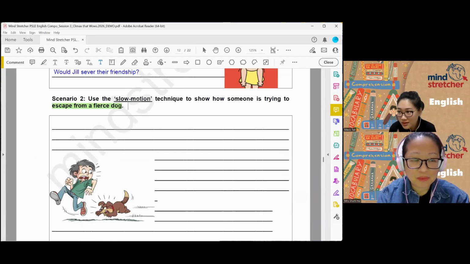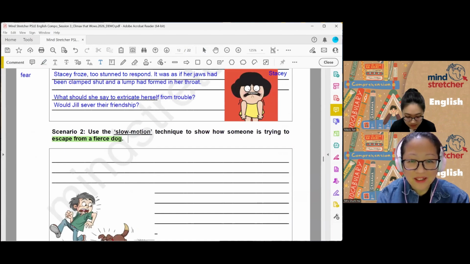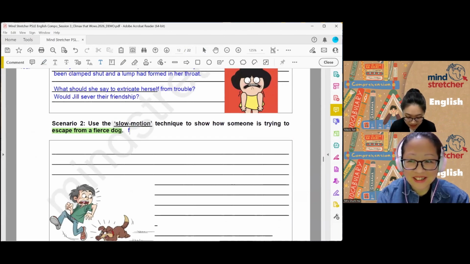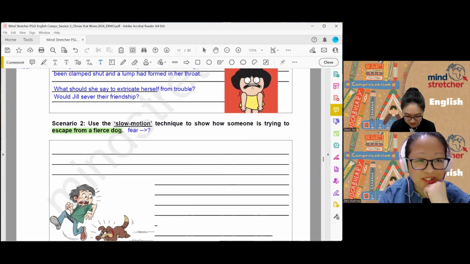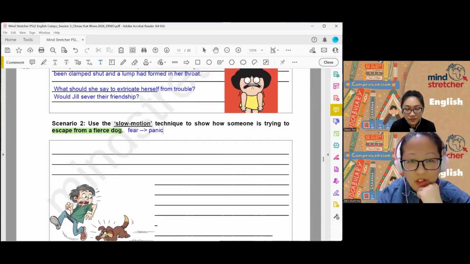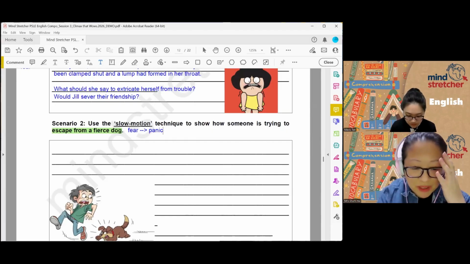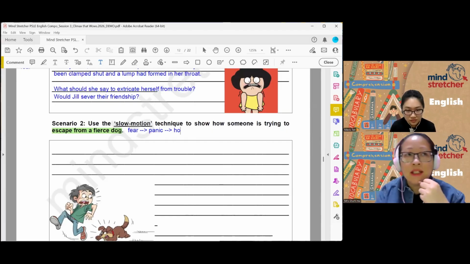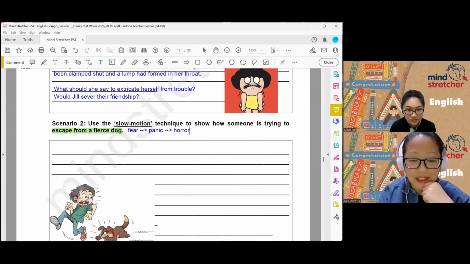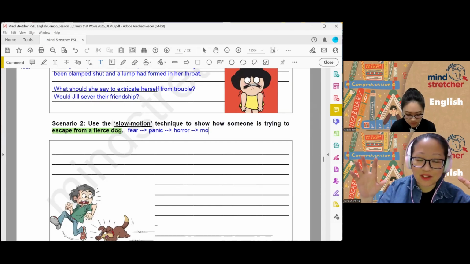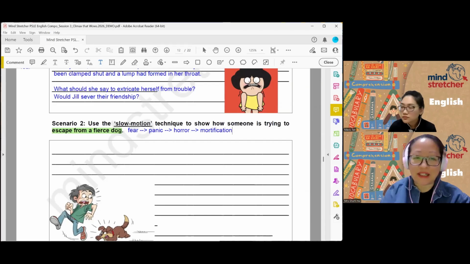What is the key emotion in this paragraph? It's very similar, but more intense. There is fear, and then there is panic, more intense. There's also horror, yes, there's also that mortification. What if you get mauled to death, because some of them have watched those scary movies, where the dog pounces on them right in the face.